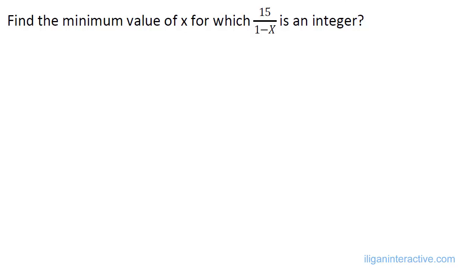Find the minimum value of x for which this quantity 15 over 1 minus x is an integer. Okay, now we have 15 over 1 minus x. And here, we are actually not limited to x to be what? I think here we can just have x of any real number. So what could be the smallest value of x that we can think of so that 15 over 1 minus x is still an integer?